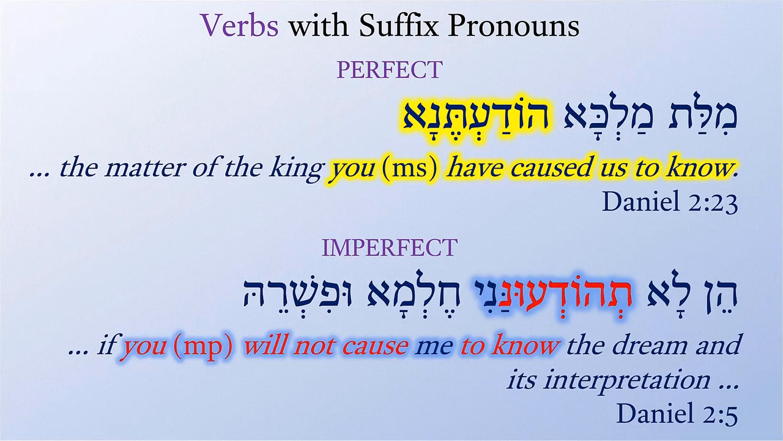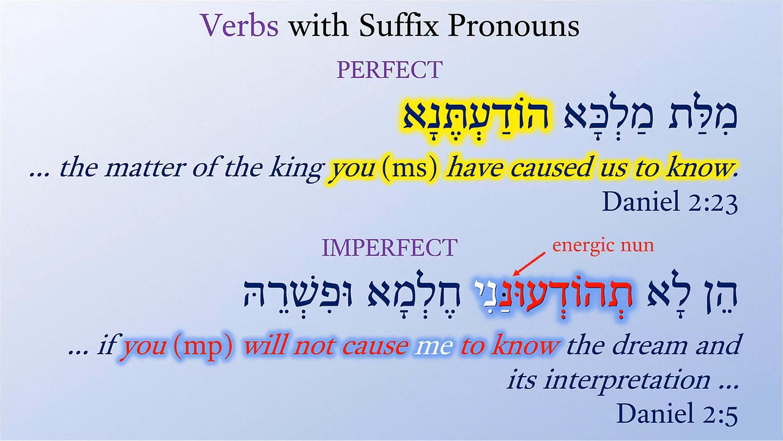So we see in red, that's the main verb idea, right? You, masculine plural, will not cause. And then the "me" that we see in black and now white, that's designated by the suffix pronoun. But what do we notice that's different between the perfect verb when it's attaching a suffix pronoun and the imperfect?